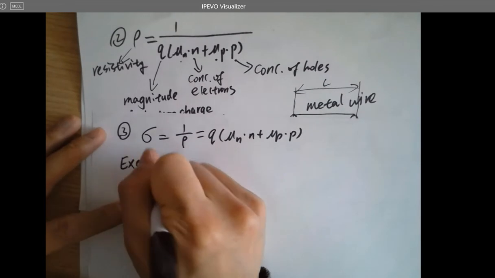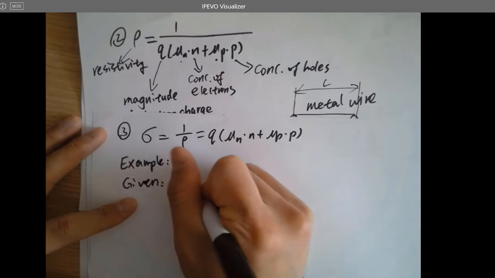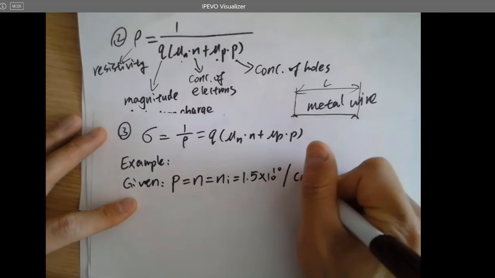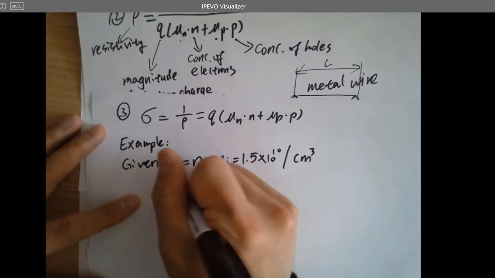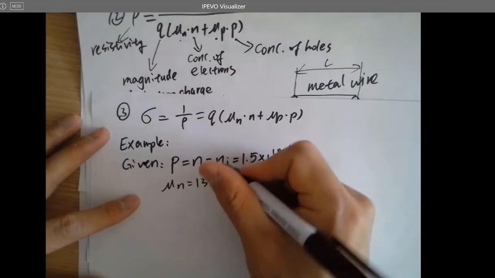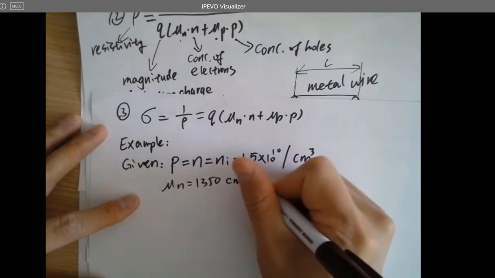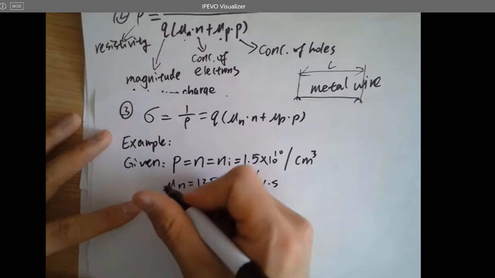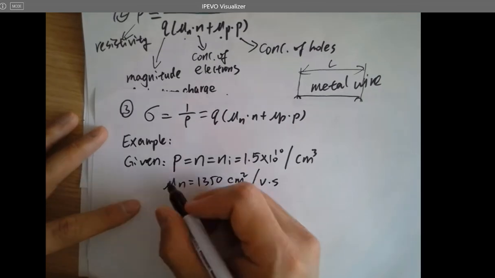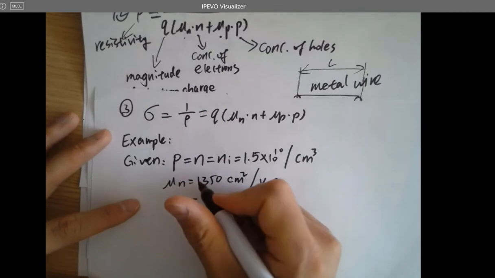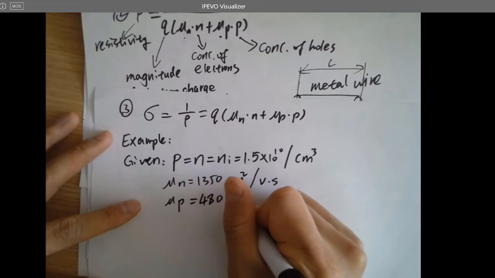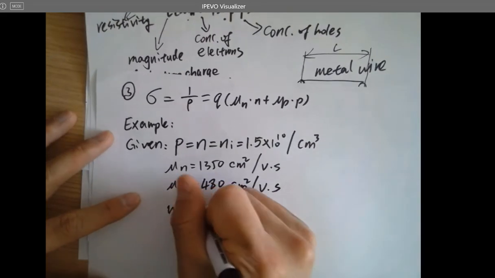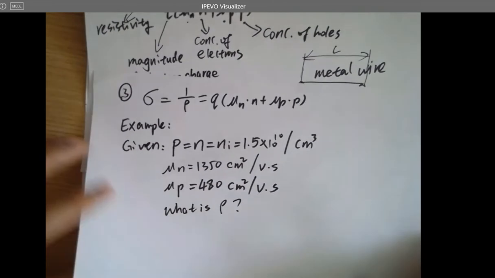Given p equals n equals ni equals 1.5 times 10 to the 10th per cubic centimeter, and mu n is 1350 square centimeter per volt per second. That's the unit for mobility for the electron. And mu p equals 480. And the question is, what is rho, the resistivity of this piece of material?